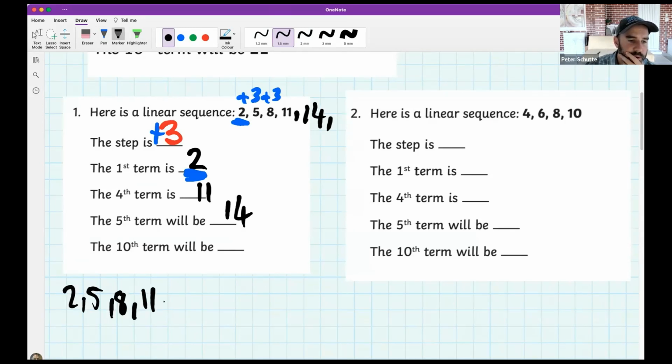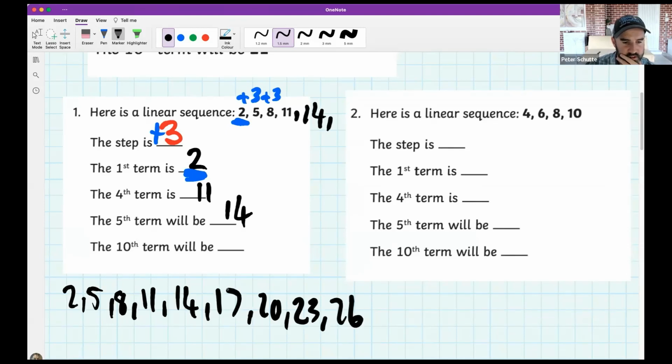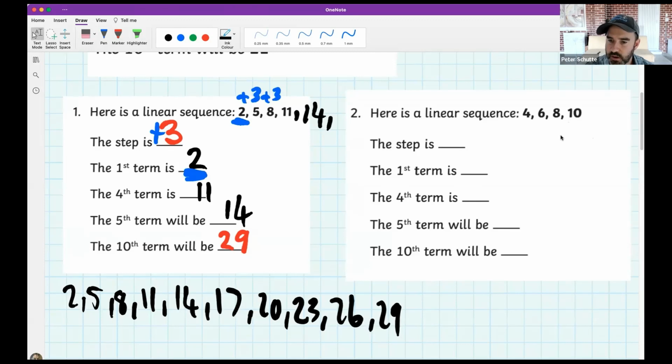So I think what we need to do is we just need to keep on going. How many by that? 1, 2, 3, 4, 5, 6, 7, 8, 9, 10. So if I count out, the 10th term will have a value of 29. Yeah, I think that seems reasonable. Now let's see if you can follow that same idea in the second one.